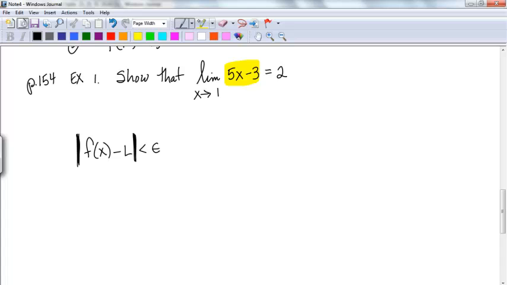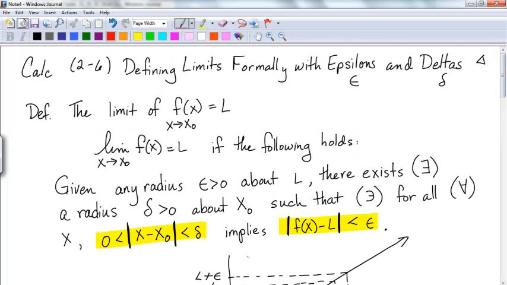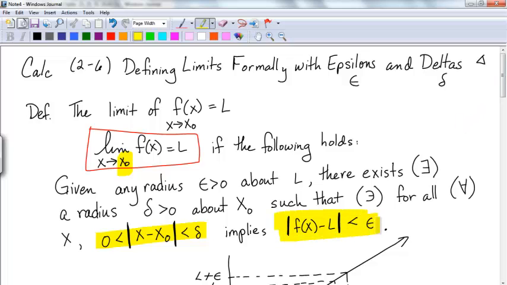What's the 5x minus 3? That is the function. You might want to label that. That is the f of x. What's the 2? That is the limit. What's the x? What's the 1? Now you have to go back to the notes. Go back to the notes. What was in this? Go back up to this. What's the 1? X sub 0, right? Okay, and we're starting with this in the problem.